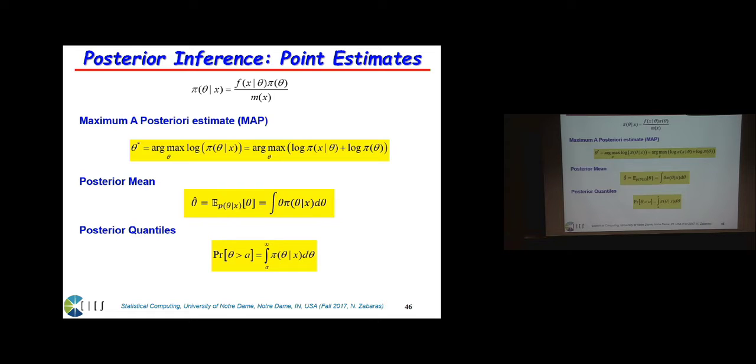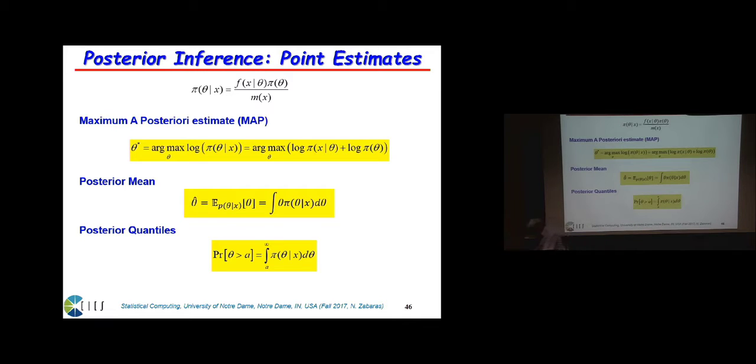And of course, you can get a posterior quantile. So for example, you can ask yourself, what's the probability that theta is greater than some value, than 0.5, let's say? And the only thing you have to do is integrate from 0.5 to infinity the posterior, okay? So when it comes to point estimates, this is what you need to remember. MAP, posterior mean, posterior quantiles. And of course, when we start talking about Monte Carlo methods, we will abandon all of this and work directly in an implicit way through the posterior distribution and figure out how to get samples from there.